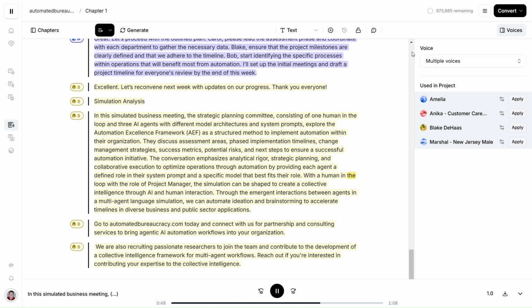With a human in the loop, with the role of project manager, the simulation can be shaped to create a collective intelligence through AI and human interaction. Through the emergent interactions between agents in a multi-agent language simulation, we can automate ideation and brainstorming to accelerate timelines in diverse business and public sector applications.